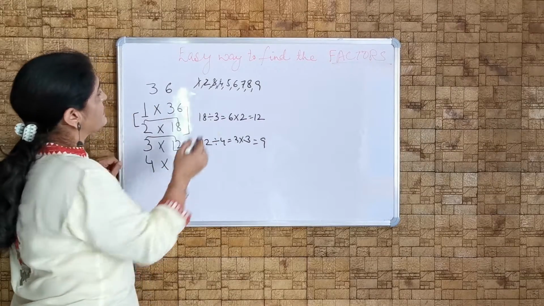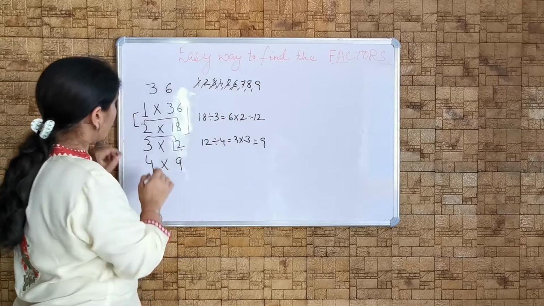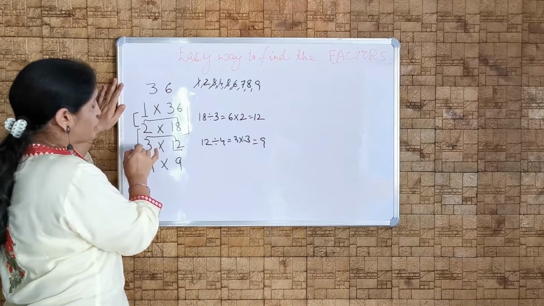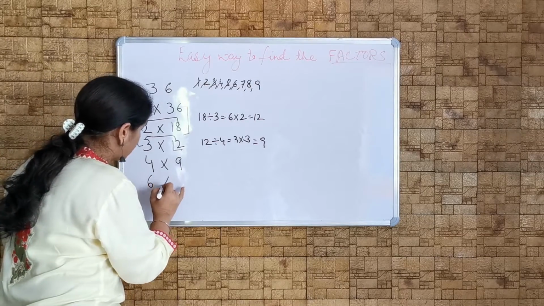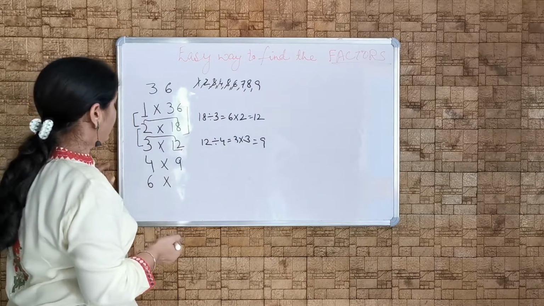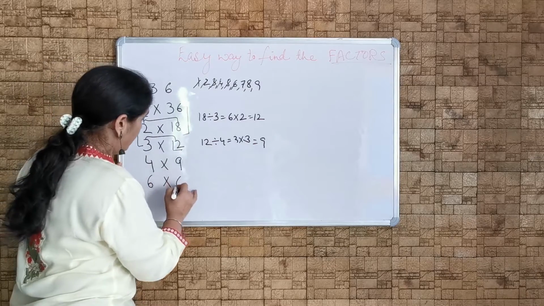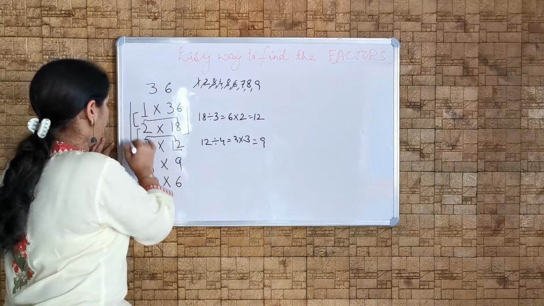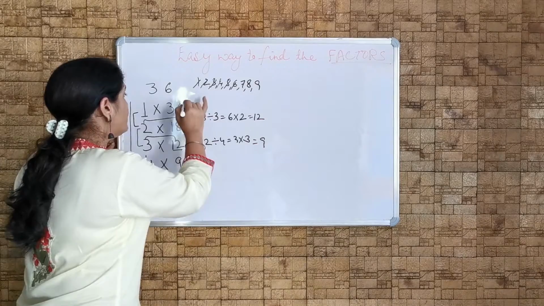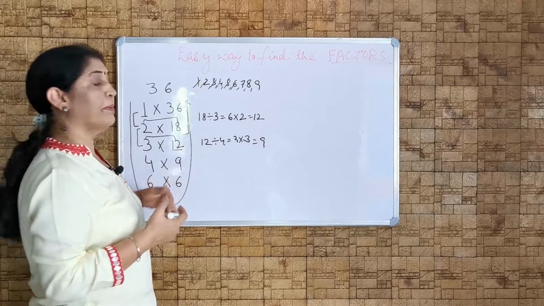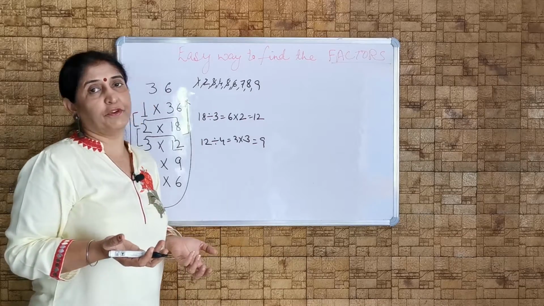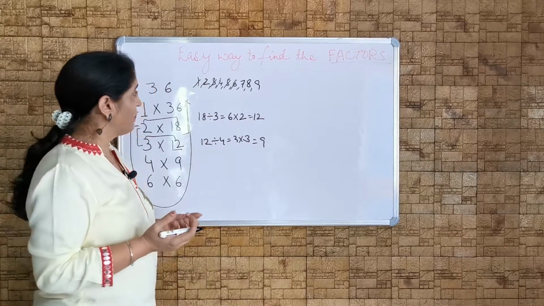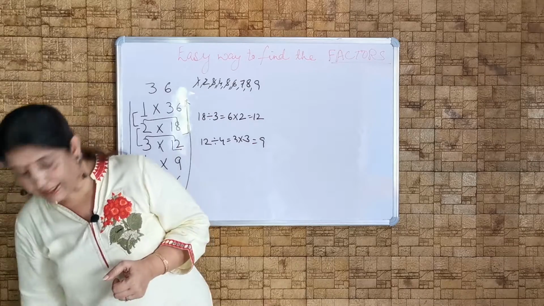Next number is 6. As both 2 and 3 are there, it will be divisible by 6 as well. And 6 sixes are 36 come here easily. Sometimes you don't need to multiply or divide. You can take out the answer easily if you know the tables. Okay. Now, let me take another number.